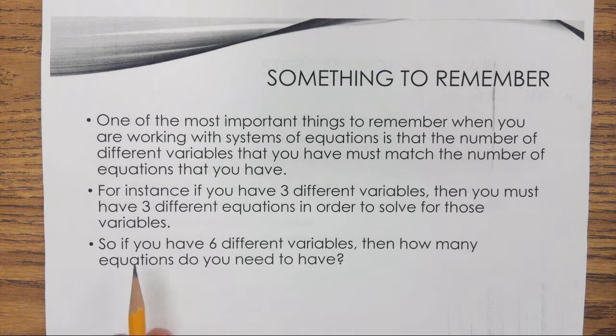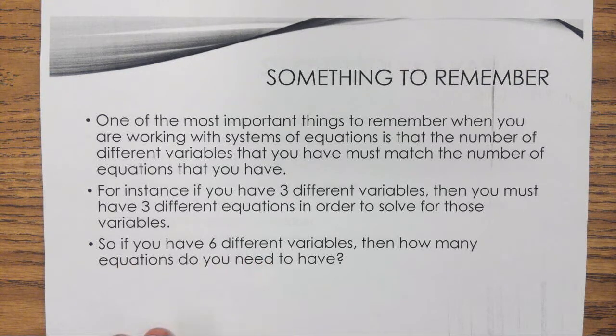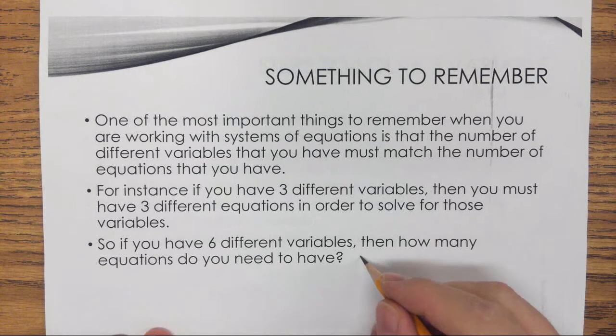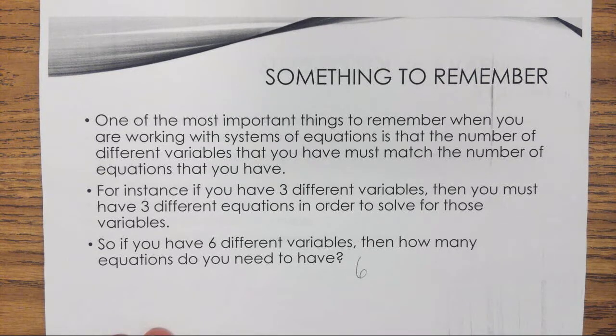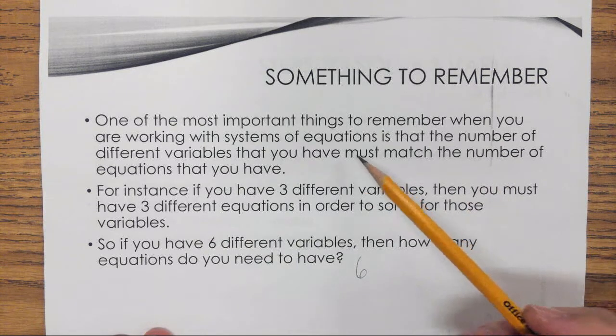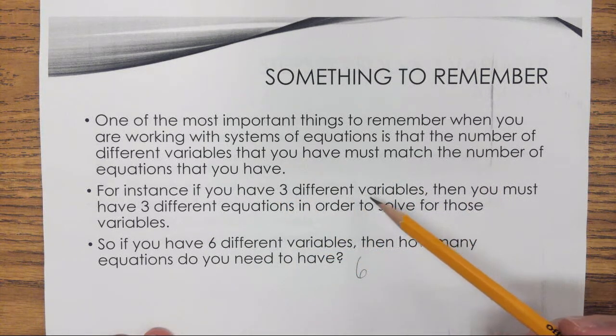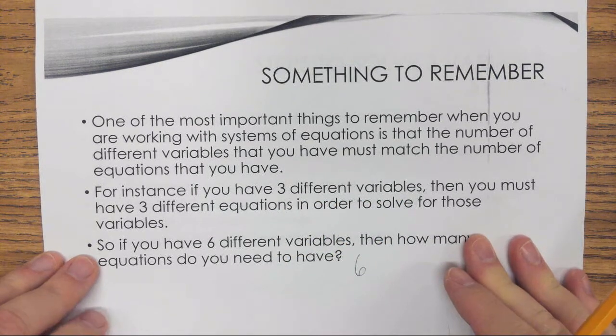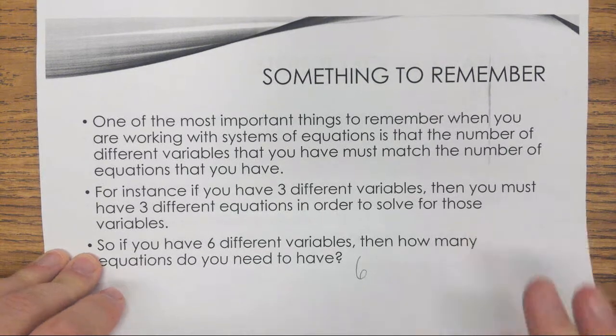So now just for a second, think about this. If you have 6 different variables, how many equations do you have to have? That's right, 6 different equations. We're not going to do anything with 6 variables in it, but this is important to remember, especially when you're solving real world problems or thinking about things outside of school. If you have 3 different things, then you need 3 different equations to solve for those things. Okay? Just a little bit of information for you.